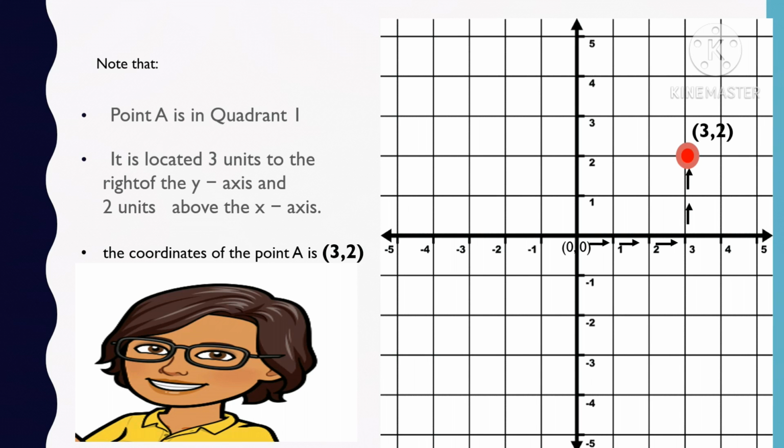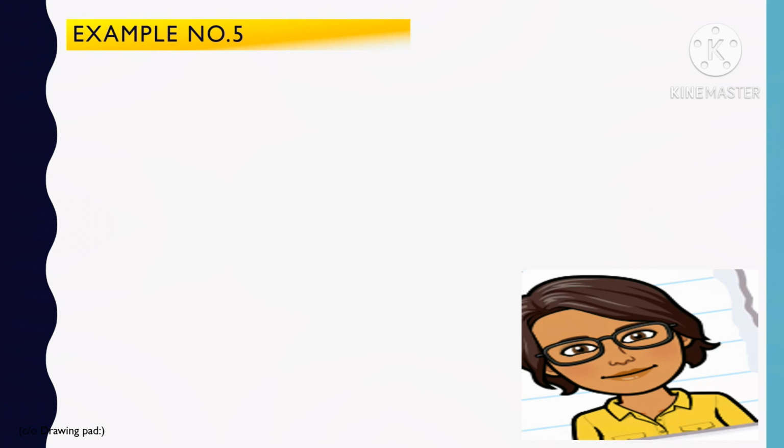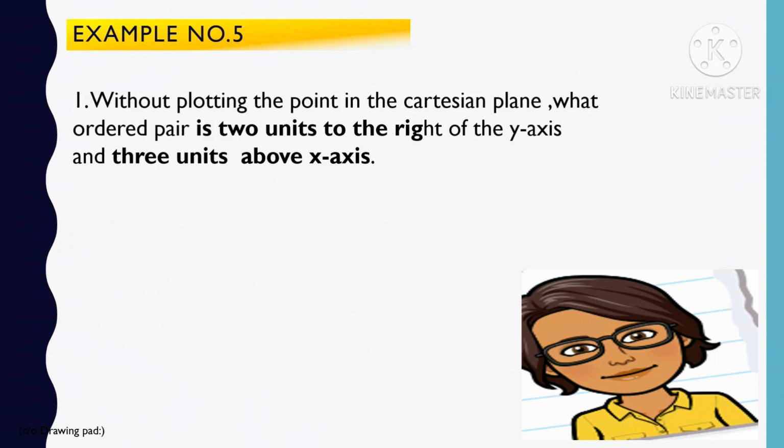The coordinates of point A is 3, 2. Example number 5. Without plotting the point in the Cartesian plane, what ordered pair is 2 units to the right of the y-axis and 3 units above x-axis?